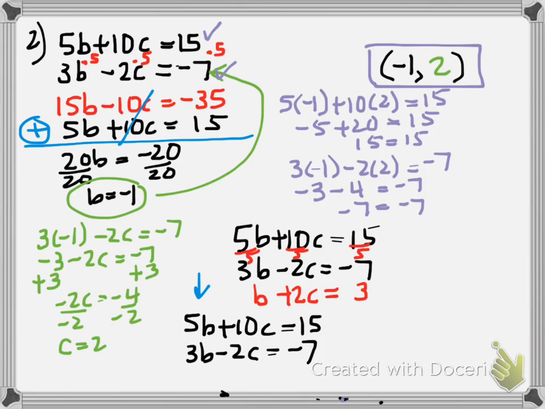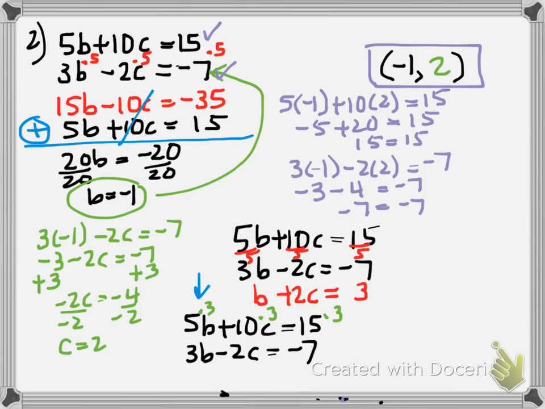And what you could say is, well, if I wanted to get rid of the b's, and one has a coefficient of 5 and the other has a coefficient of 3, what if I made them be the least common multiple? So let's see, 5 and 3, that would be 15. So what do I need to multiply by 5 to get to 15? I need to multiply everything by 3.